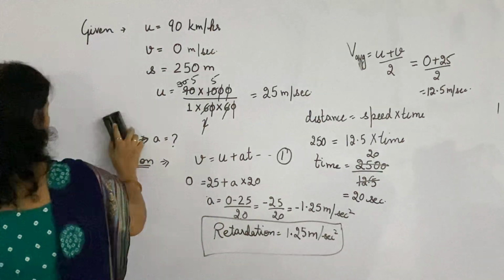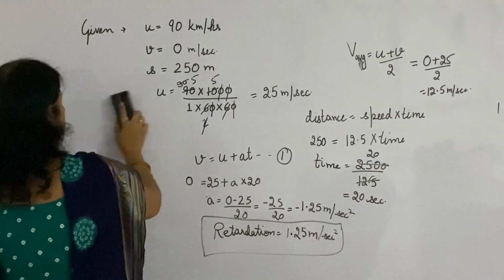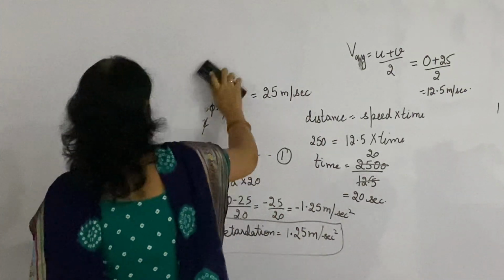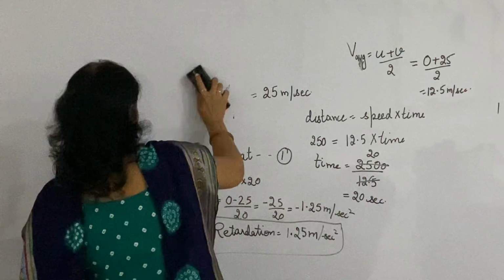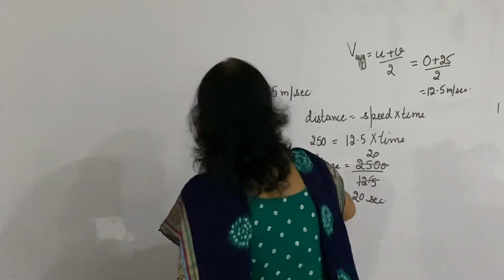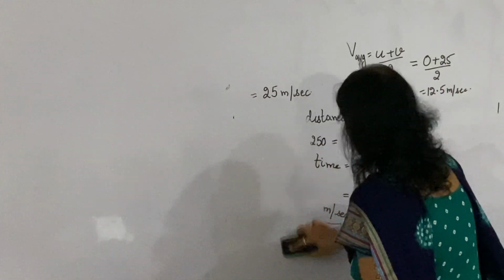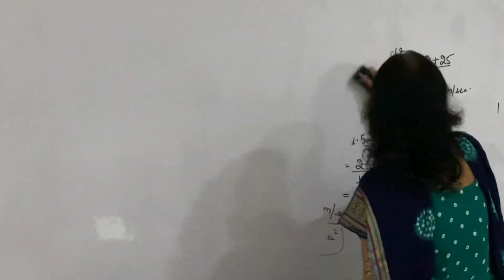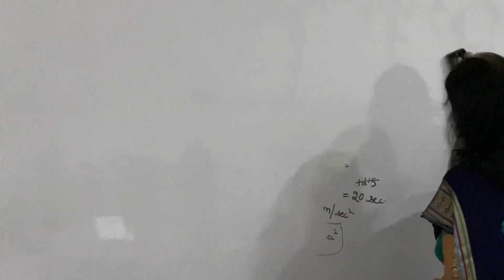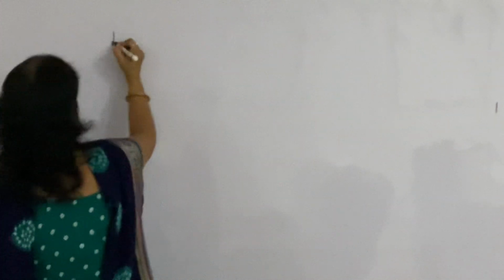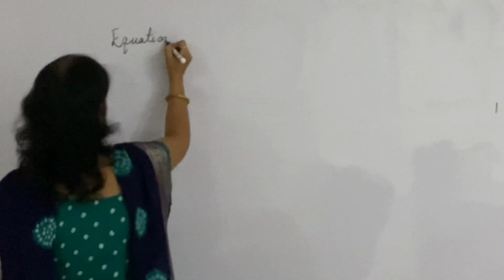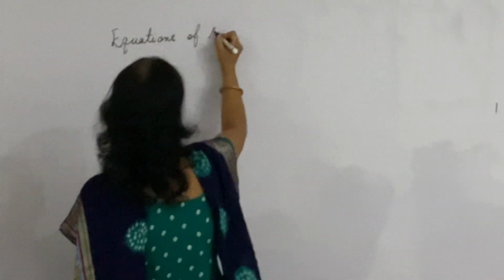Now the next topic is equation of motion. There are 3 equations of motion included in your syllabus. Only the equations are included in your syllabus, not the proof. The proof will come in class 9. Right. Next topic is equation of motion. 3 equations are there. One equation we already studied.